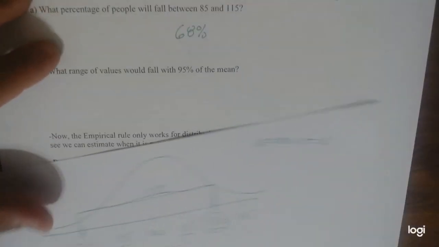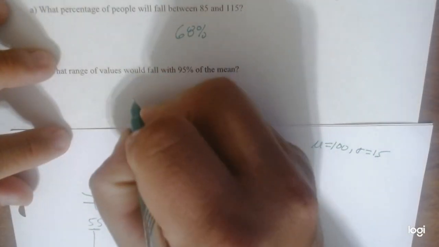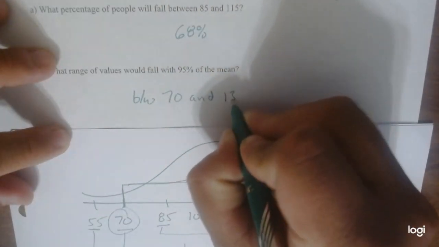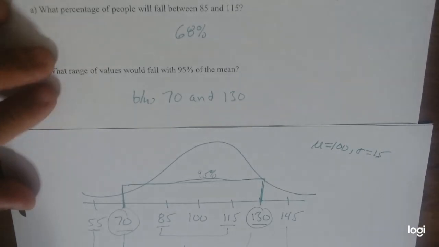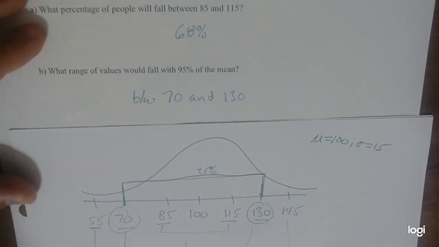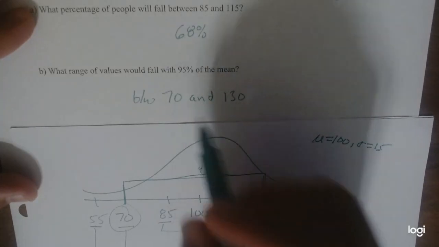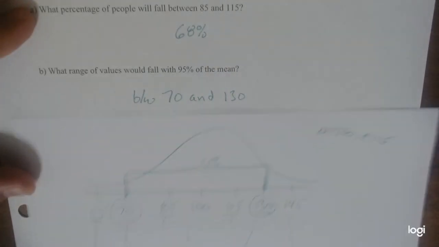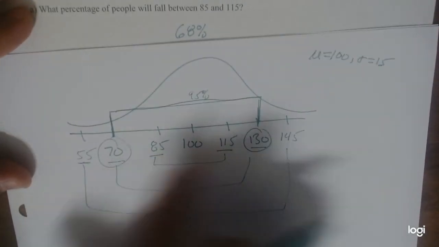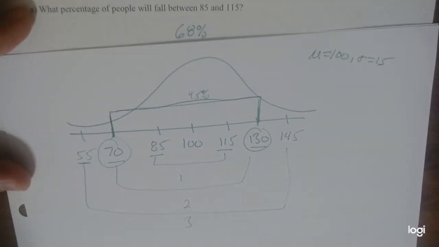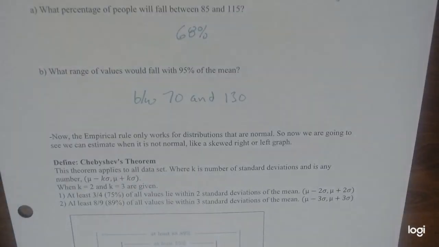So we write between 70 and 130. Or you can say 70 to 130. But we write both of the numbers themselves. So those are ranges. So you don't subtract them, right? Because we want the 2 numbers. So those are the 2 boundary points that guarantee 95% within those 2 numbers themselves. Okay. So that's the empirical rule.